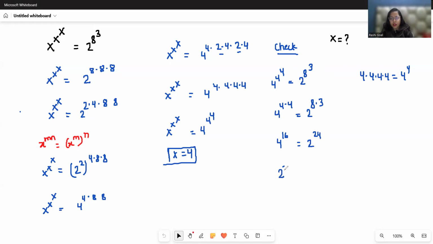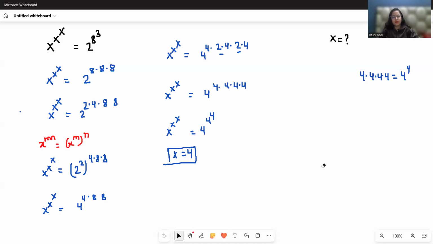Now 4 I can write as 2 squared, so 2^(2×16), and here 2^24. So x = 4 is the right answer of this expression.